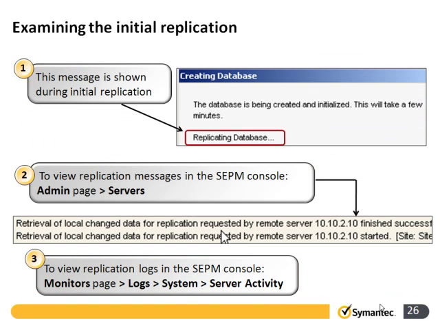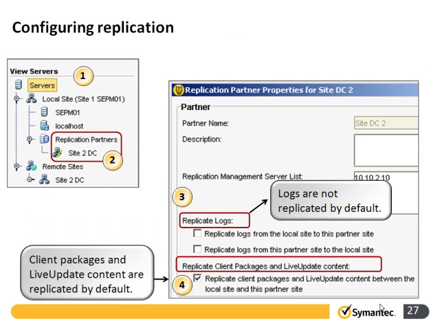We can examine the initial replication. We can look at the replicating database message. We can view the replication messages in the admin page underneath the servers to see the replication time and the fact that it's been successful. We can view it under the monitors and logs. System and server activity will also show replication logging information.